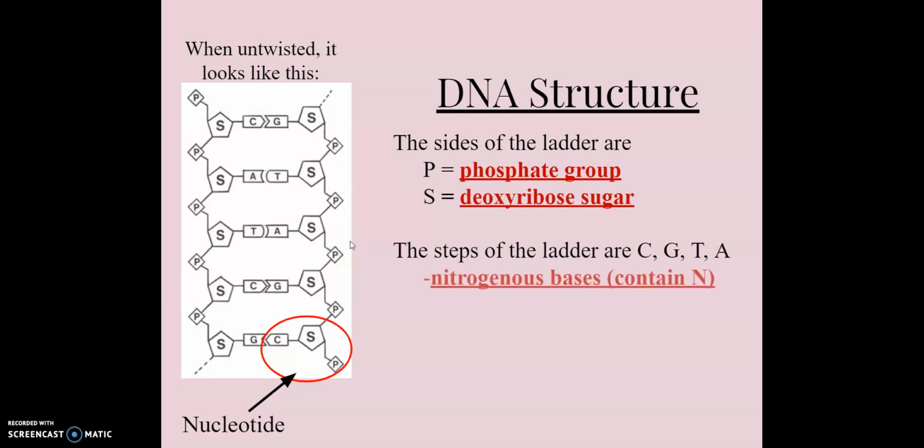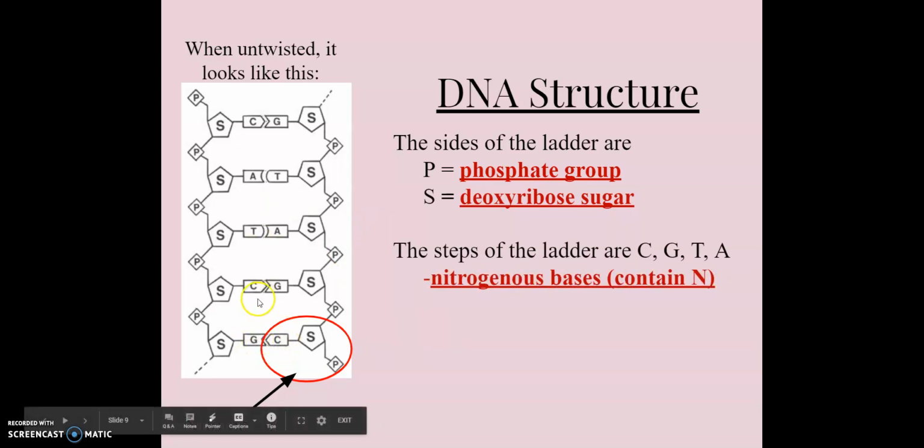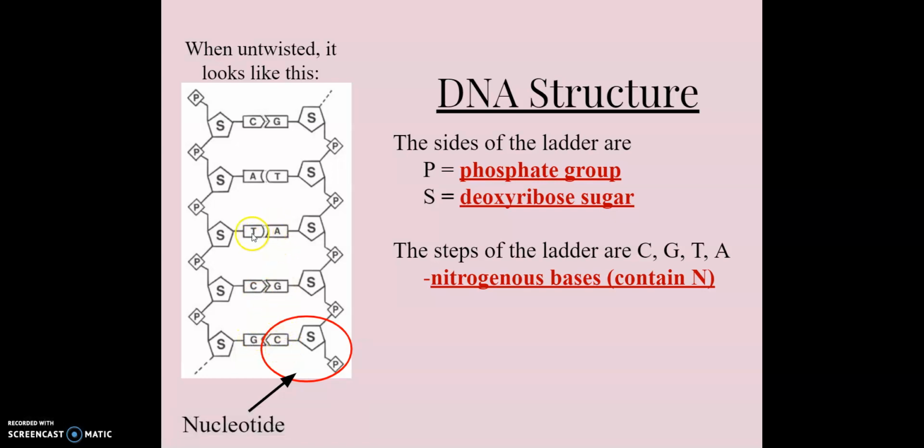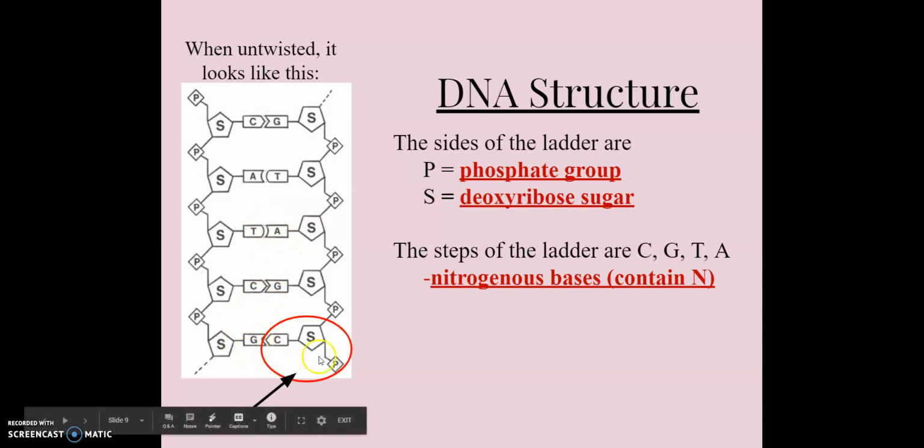While the steps of the ladders are the nitrogenous bases. And so you can see these nitrogenous bases, the C, the G, the A, the T. These contain nitrogen, which is why we call them nitrogenous bases. And that is where you would physically step if you were to get on this ladder.